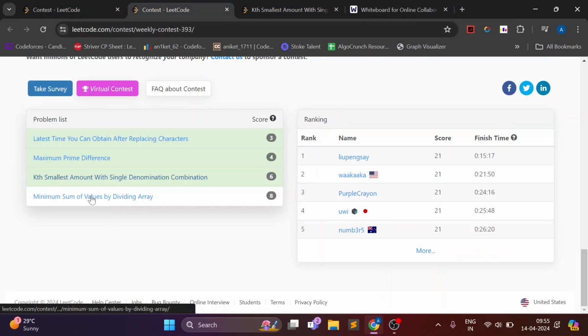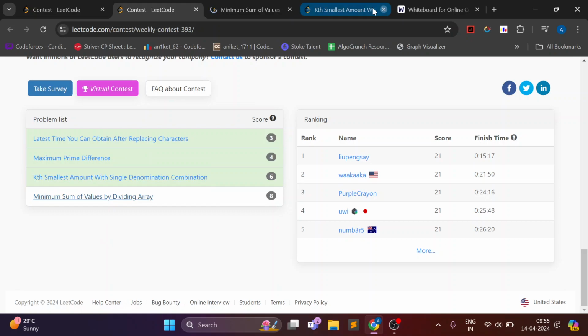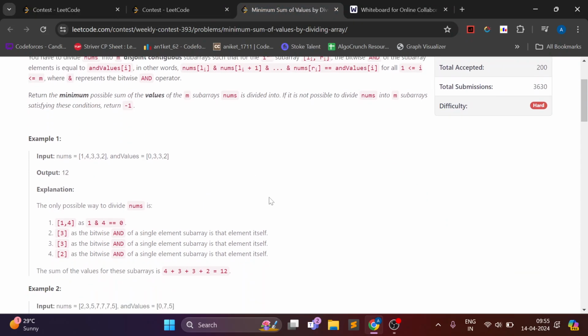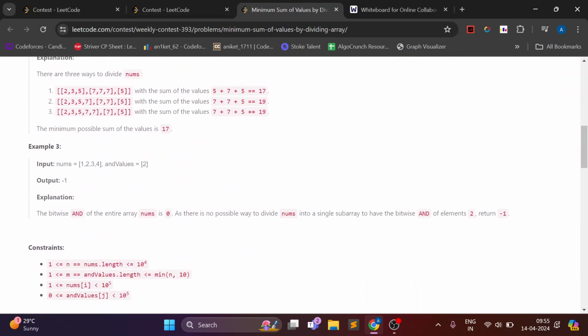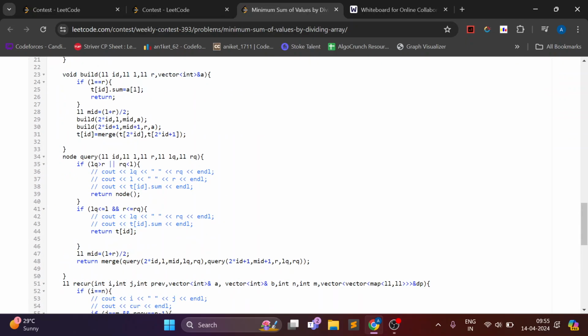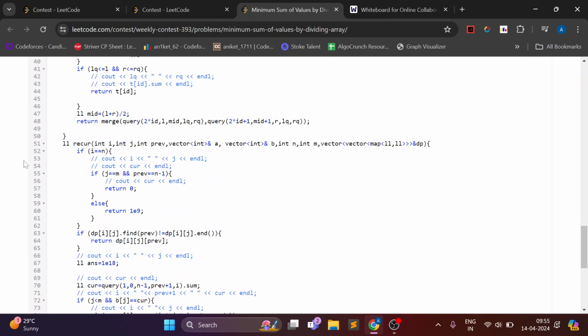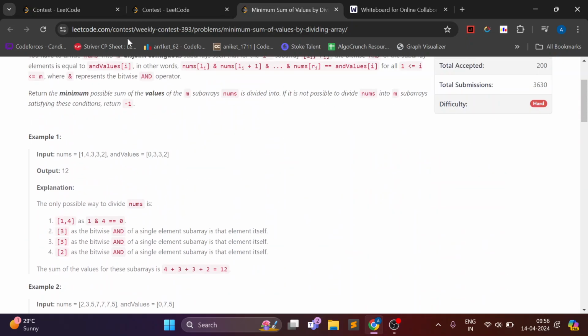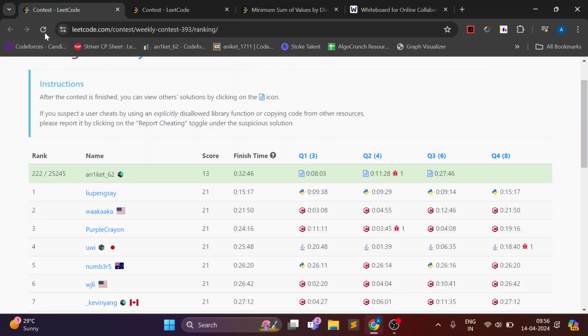And for the fourth question, I tried this with DP, but I think there is some logic for optimization of this question. I used segment tree plus DP, but couldn't solve it. Still, my rank is good enough, I think.